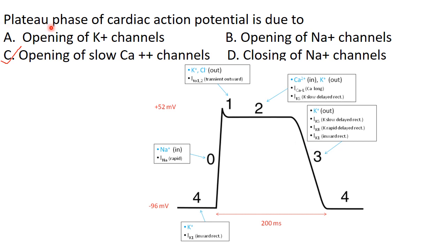So what they have asked is the plateau phase of cardiac action potential is due to, that is phase 2, that is the plateau phase. Here calcium ions are taken in, K plus ions are going out. So the answer here is, if you see the options, opening of K channel, no. Opening of Na plus channel, no. Closing of Na plus channels, no. It is opening of slow Ca2 plus channels. Answer is option C.